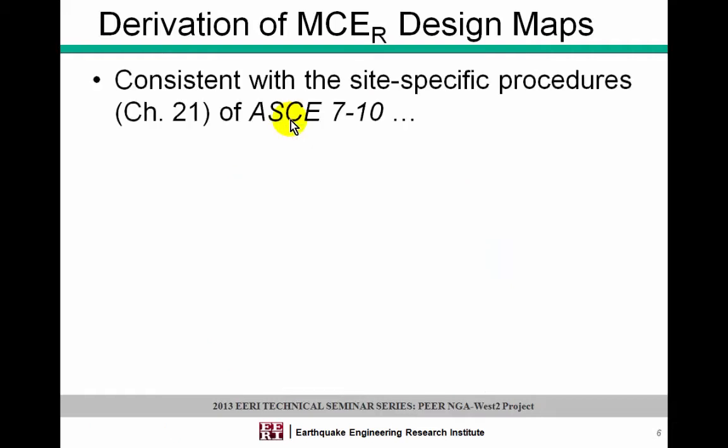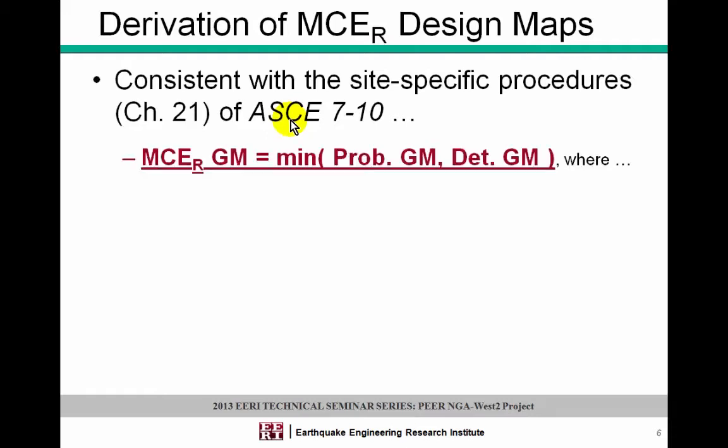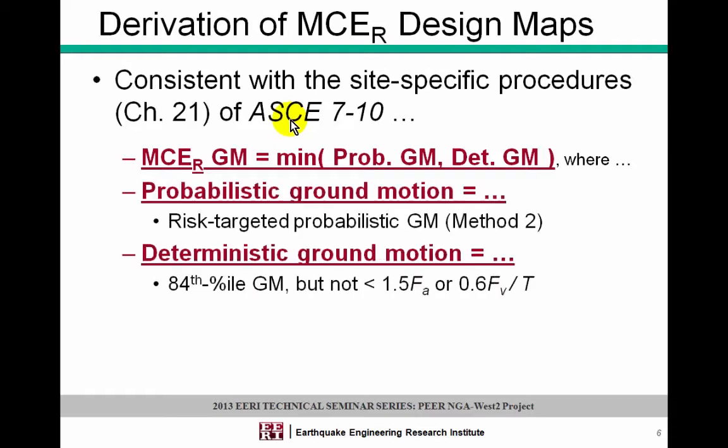Okay, so this process, this derivation of MC sub R ground motion maps, is really laid out in the site-specific procedure of ASCE 7-10, chapter 21. And essentially what that says is that MC sub R ground motions are the minimum of probabilistic ground motions and deterministic ground motions, where the probabilistic ground motions, now for the 2010 ASCE 7 standard, are risk-targeted probabilistic ground motions and calculated according to method 2 in the site-specific procedure.